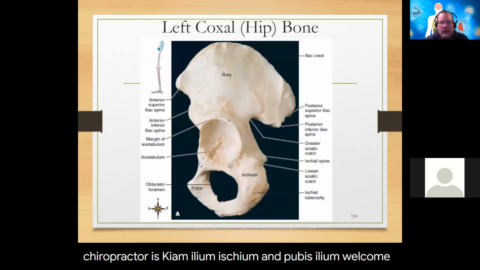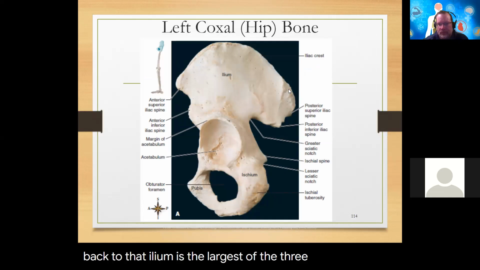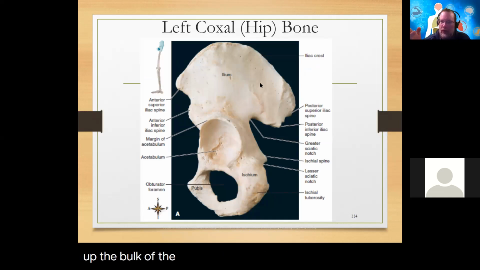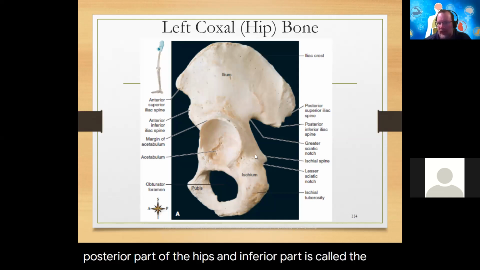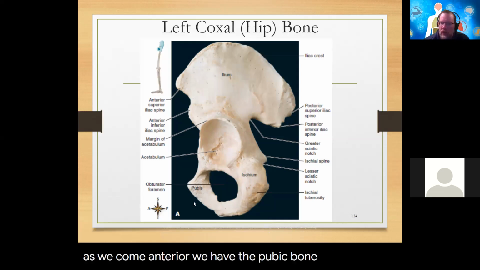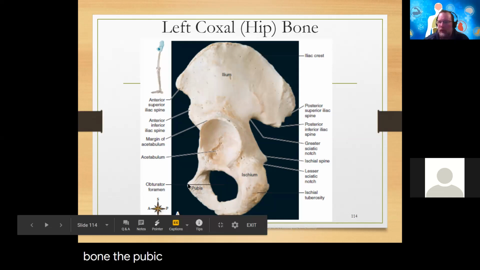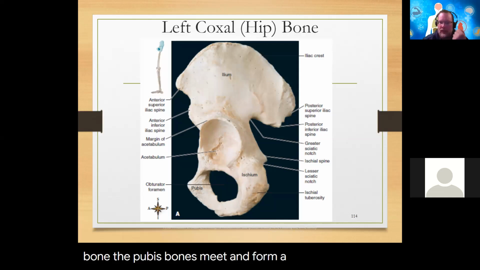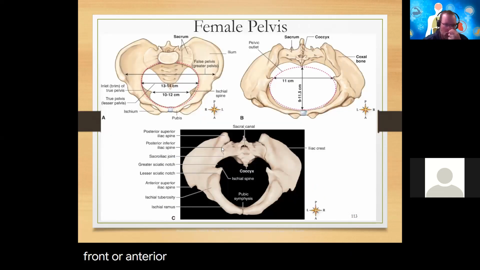Ilium, we'll come back to that. Ilium is the largest of the 3. The ilium makes up the bulk of the pelvic girdle, the bulk of the hips. The posterior and inferior part of the hips is called the ischium, and that is going to be your butt bone. So what you're sitting on is likely going to be your butt bone, or ischium. And as we come anterior, we have the pubic bone, or the pubis bone. Okay, the pubis bones meet and form a symphysis at the front or anterior portion of the pelvic girdle.